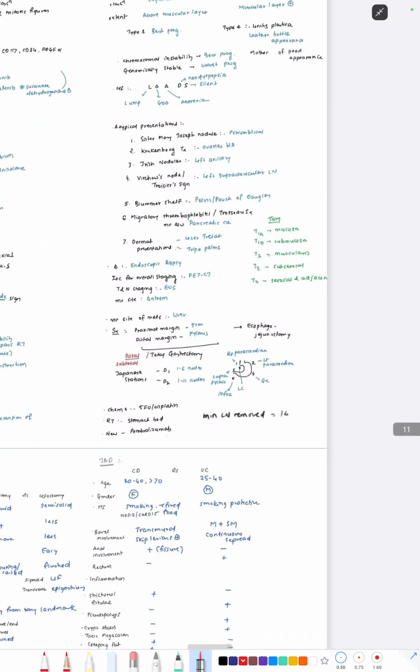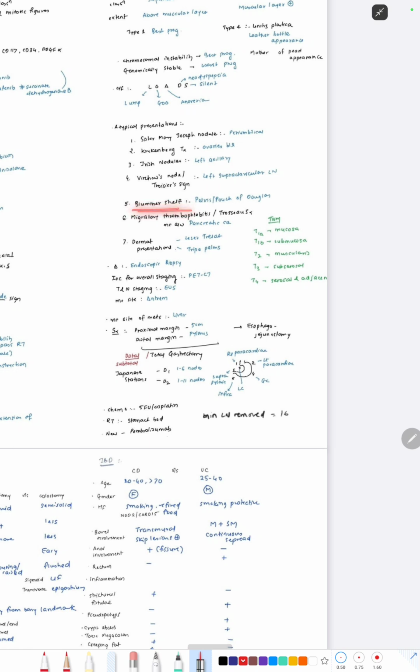The atypical presentations are due to the different lymph nodes that are affected. Sister Mary Joseph nodule, where periumbilical metastasis is seen. Then Krukenberg tumor, where bilateral ovarian neoplasm is seen. Then Irish nodes in the left axilla. Then Virchow's node, which is left supraclavicular, or Troisier's sign.